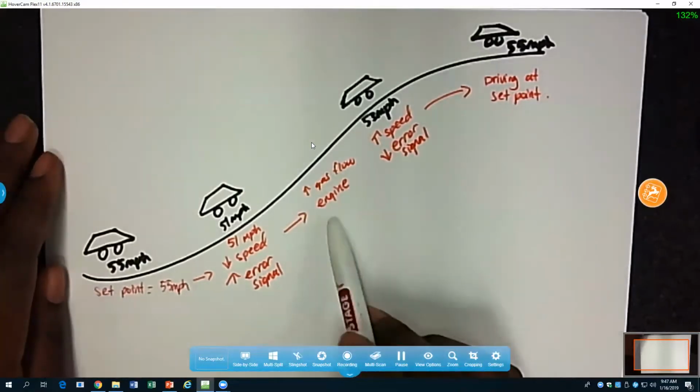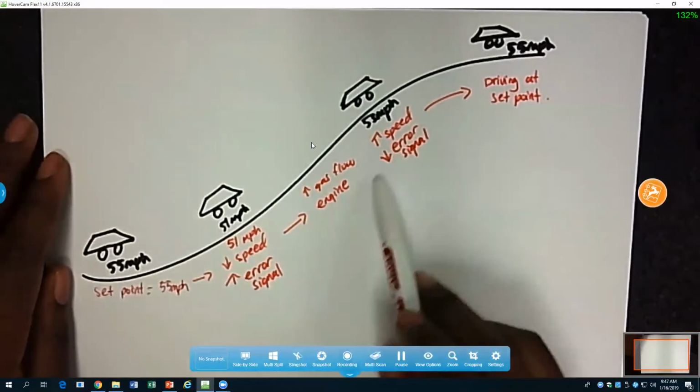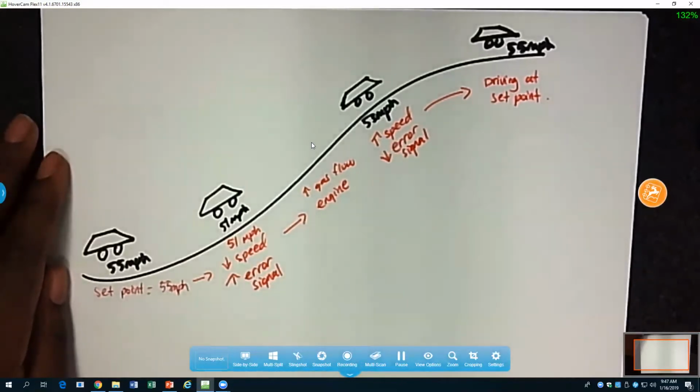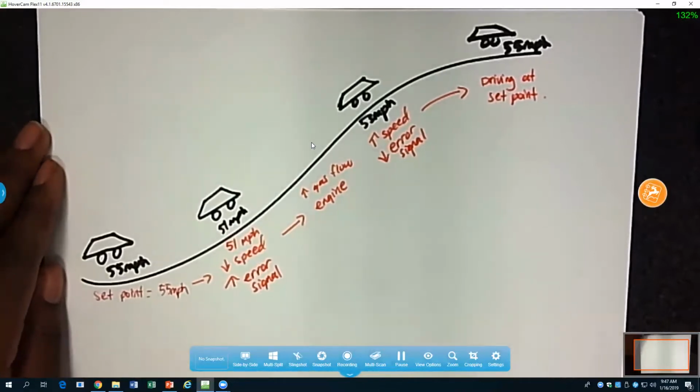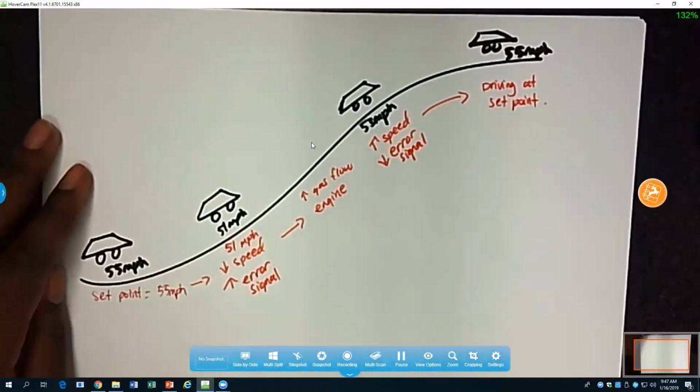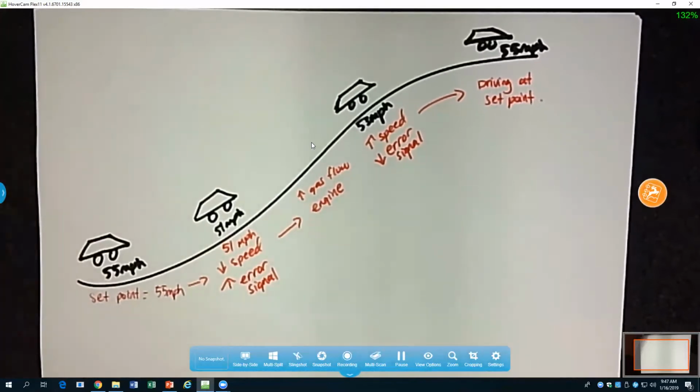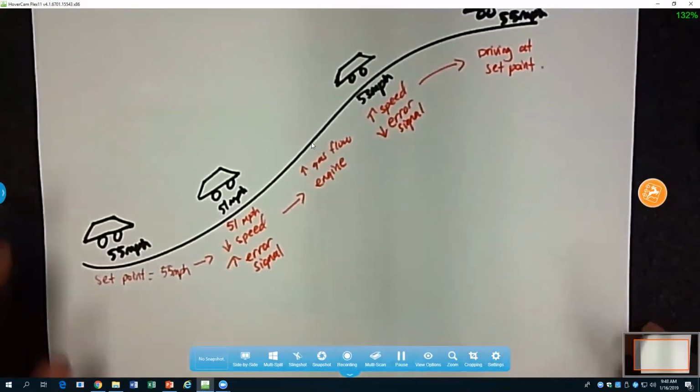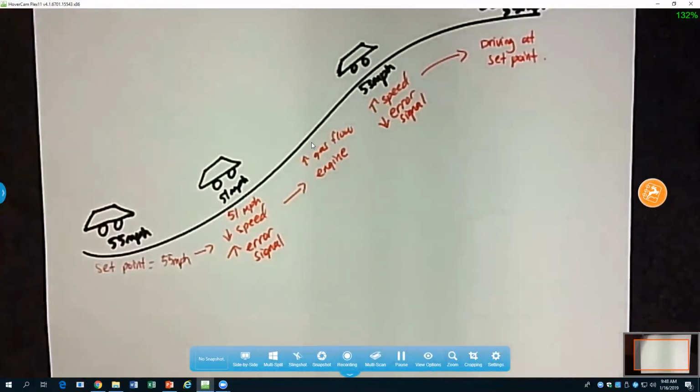So it's going to increase gas flow to the engine. That's going to in turn increase our speed a little bit. And as the speed increases, that error signal is turned off until we're driving right back at our set point where we want to be. Okay. Now let's look at a graphical representation of this.